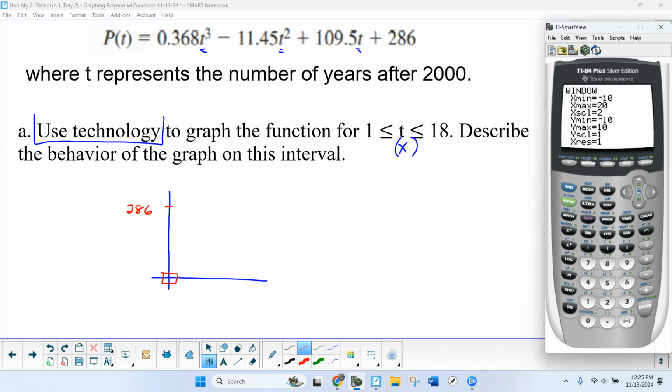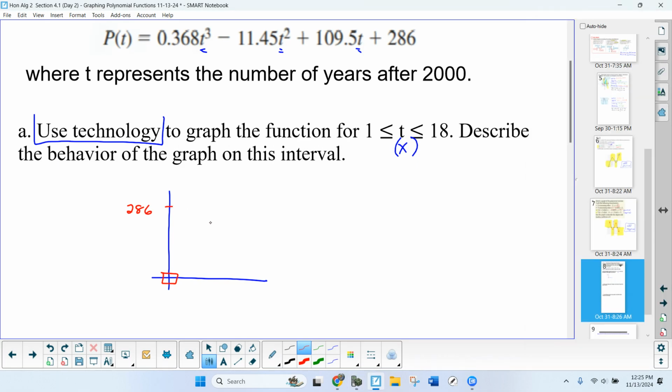Is it even or odd? Odd. Is it positive or negative? Positive. So it's eventually going to go up further to the right, correct? Yeah. So we are probably going to get something that, we don't know, and we know it's going to kind of do something like this, right? So we know we have to go higher than 286.